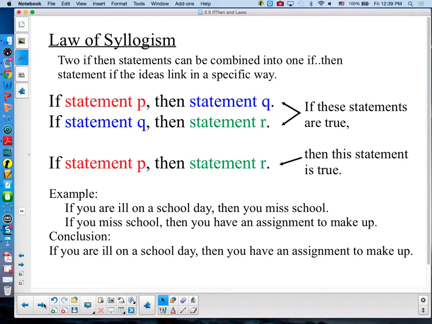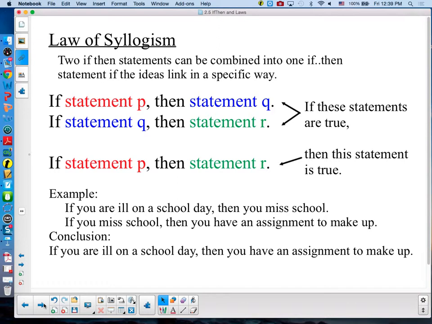Kind of like a train, I guess. The engine is hooked to the car, which is connected to the caboose. So in the end, we're going to use the engine and the caboose to make an if-then statement: if P, then R will be our conclusion that comes out of it correctly.